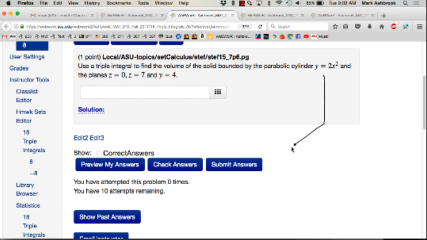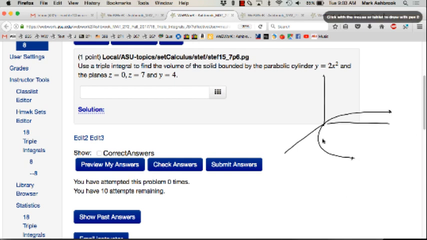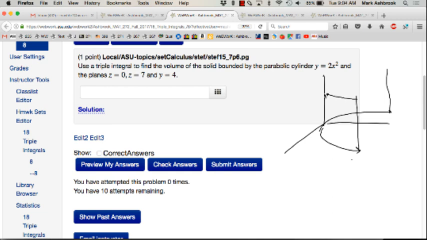So y equals 2x squared. What is that? Well, that's going to be like this, but then it's going to extend up in the z direction. Something like that, up and down. And then z equals 0, z equals 7, and y equals 4.